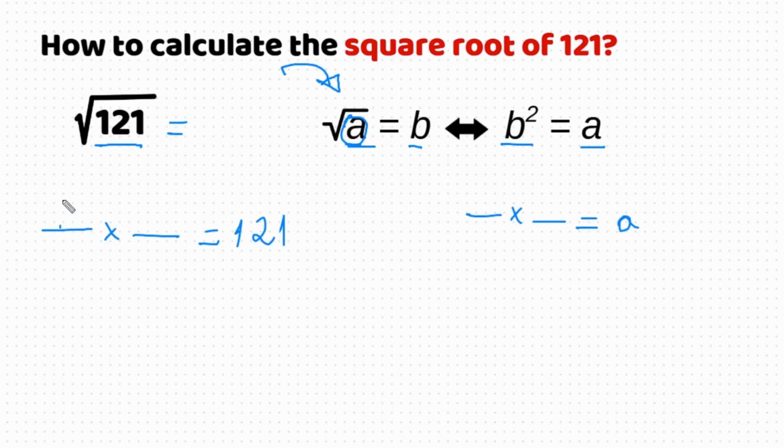Here, we have that 11 multiplied by 11 equals 121. Therefore, the square root of 121 is 11. So, in a very simple way, we have calculated the square root of 121 here.